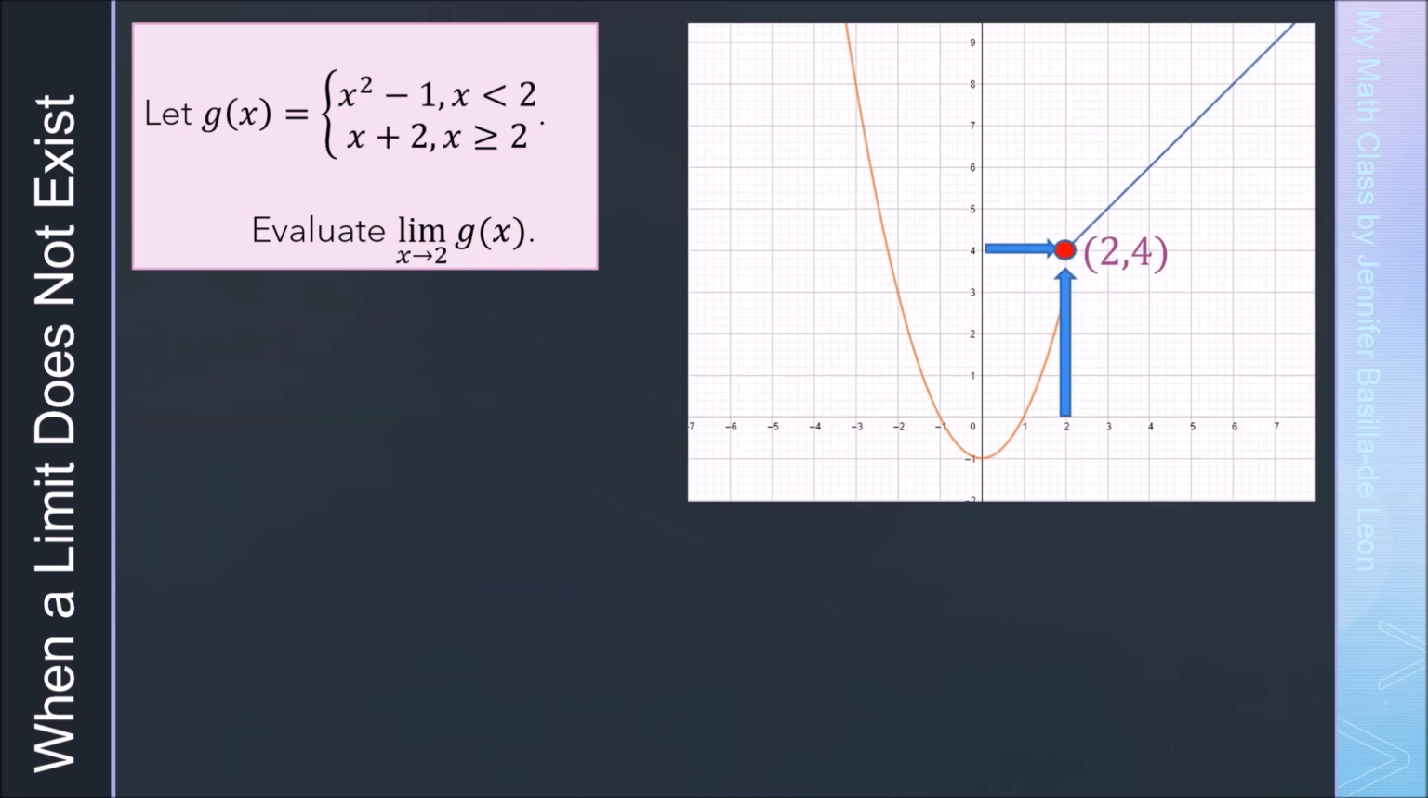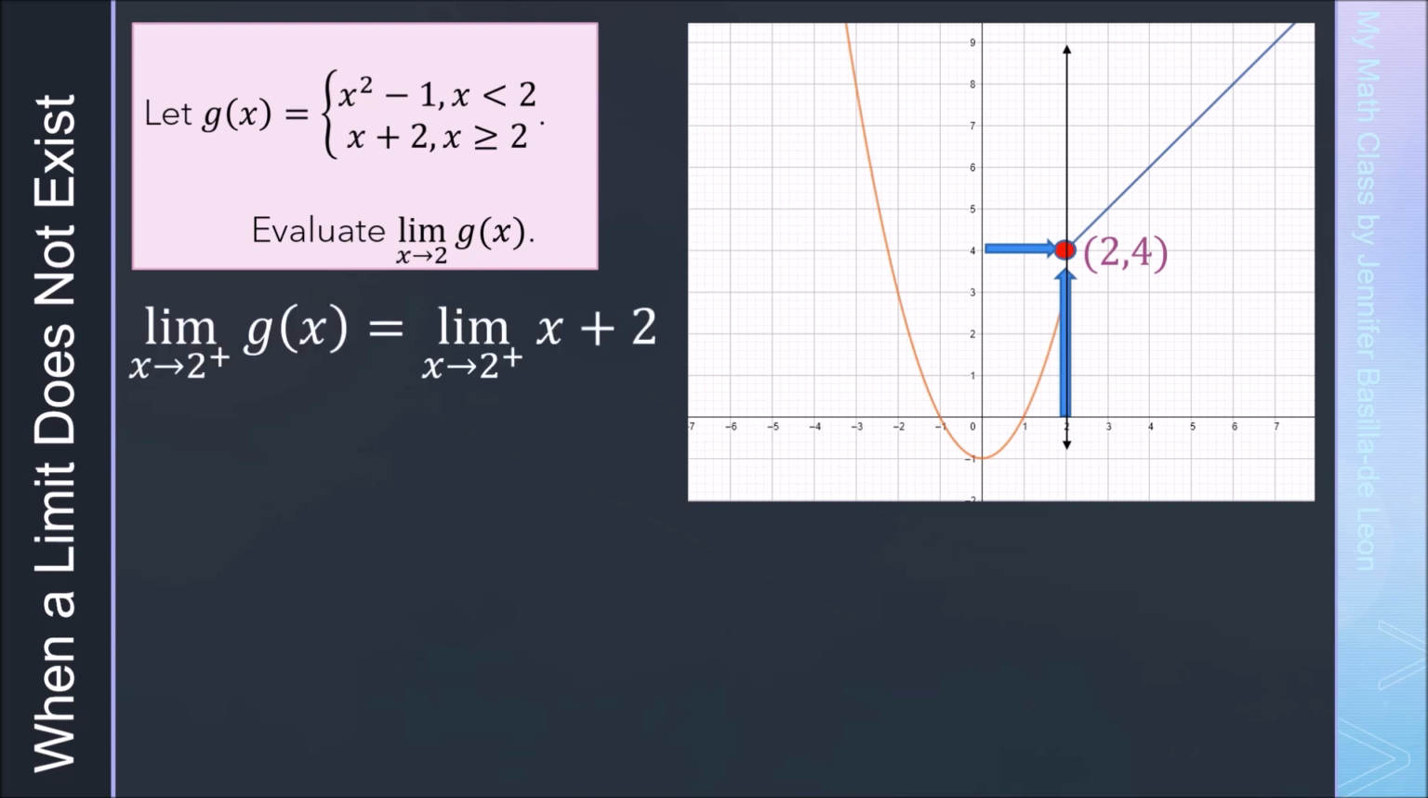Now let's evaluate the given function considering the values at the right of 2, which are the values greater than 2. So we get the function having a condition x greater than 2. Hence, we will have the limit of x plus 2 as x approaches 2 from the right.